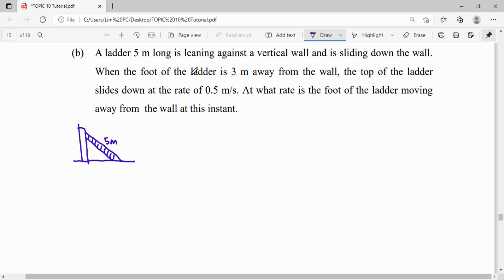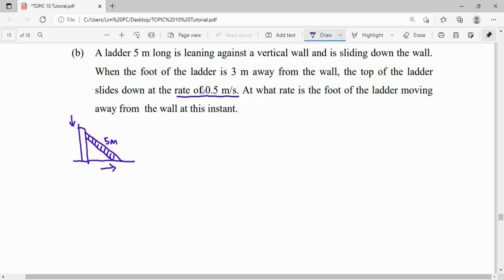The foot of the ladder is 3 meters away, so as it slides down, it is going far away. So 3 meters away from the wall, and the top of the ladder slides down at the rate of 0.5 meter per second. So the question asks us, at what rate is the foot of the ladder moving away from the wall when it is 3 meters away? So we can see.